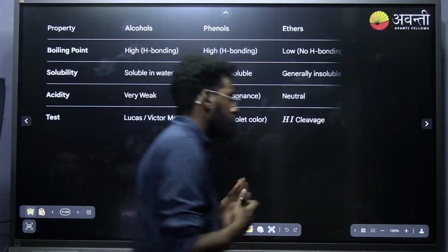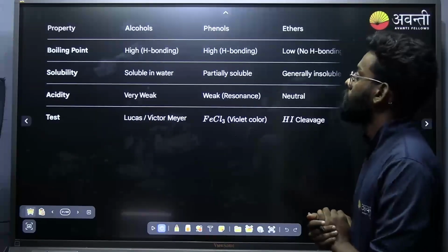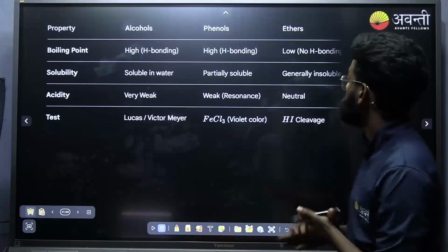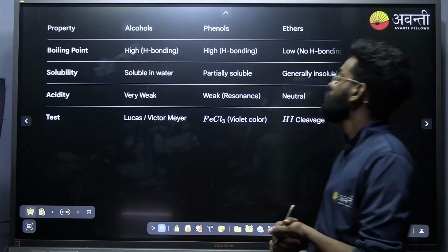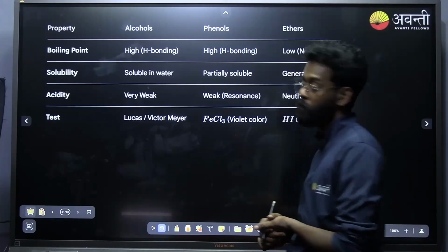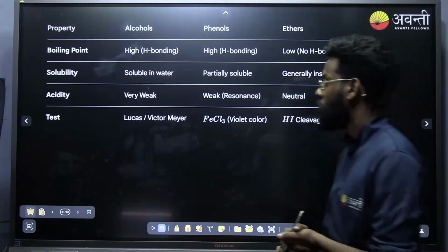Alcohols, phenols, ethers, all the important reactions we have covered here. Now just to note down some comparisons. While comparing boiling points, alcohol and phenol both have high boiling points. What is the reason? Because of hydrogen bonding. Ether will have a low boiling point.